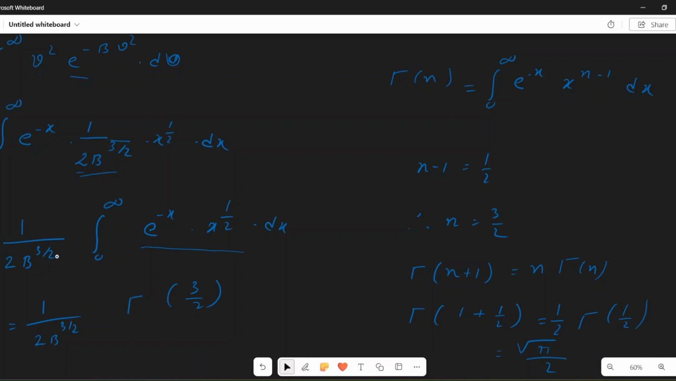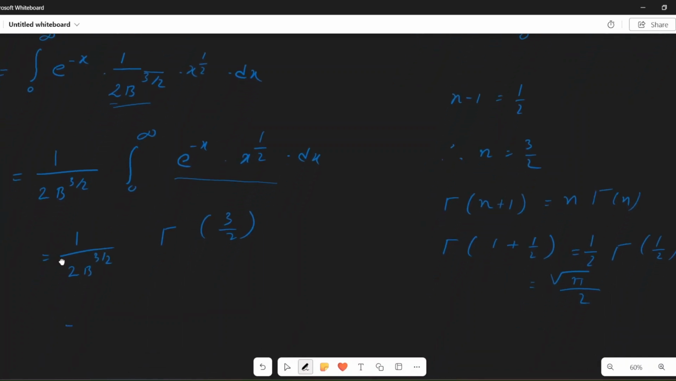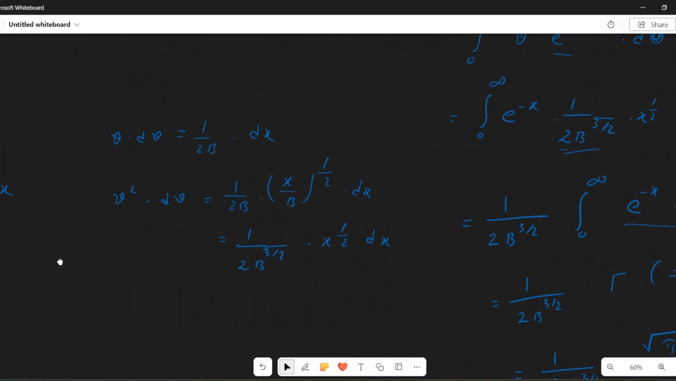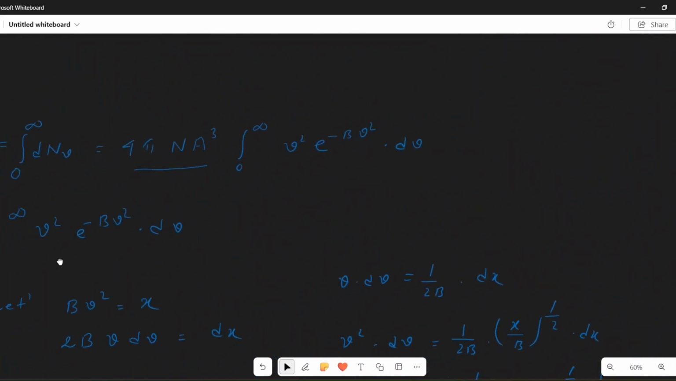So the value of this is 1 by 2 b to the power 3 by 2 into root over pi by 2. That means root over pi by 4 b to the power 3 by 2. Till now we get the value of the n. We found the value of this integration. Now we have to work on this total term of n.